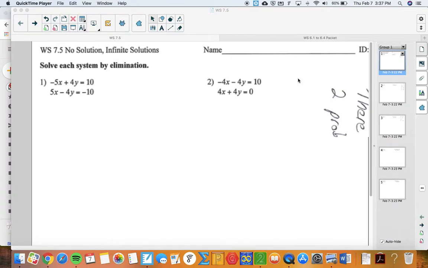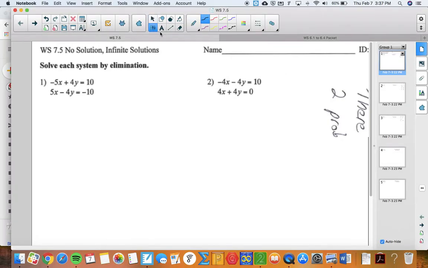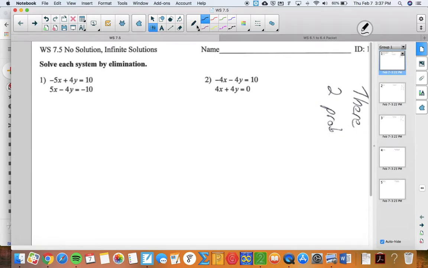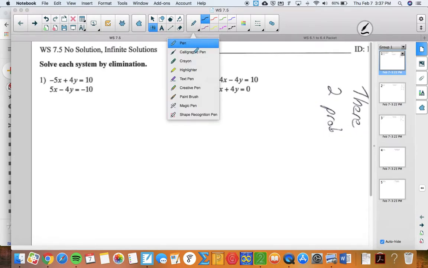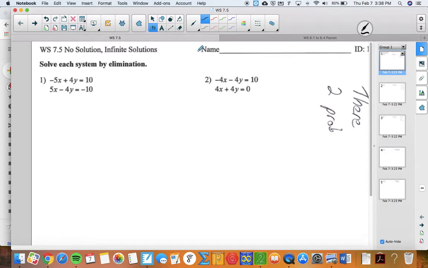Hello, this is worksheet 7.5. So we're going to be using elimination in this case. You could use substitution as well to try to solve these systems of equations. However, you're going to realize some goofy things can happen.